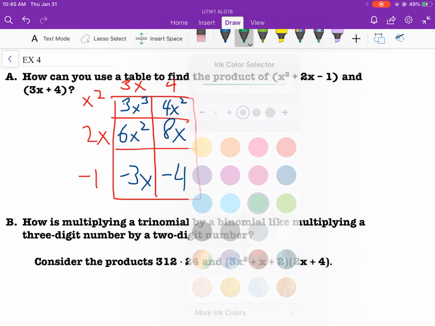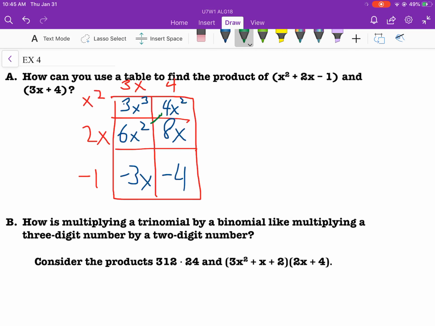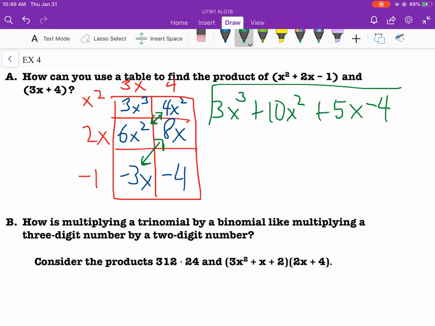You're going to combine these terms going diagonally, like so, and like so. The terms that don't have a diagonal match, they just drop down. So we would have 3x to the third plus 10x squared plus 5x minus 4. Done.